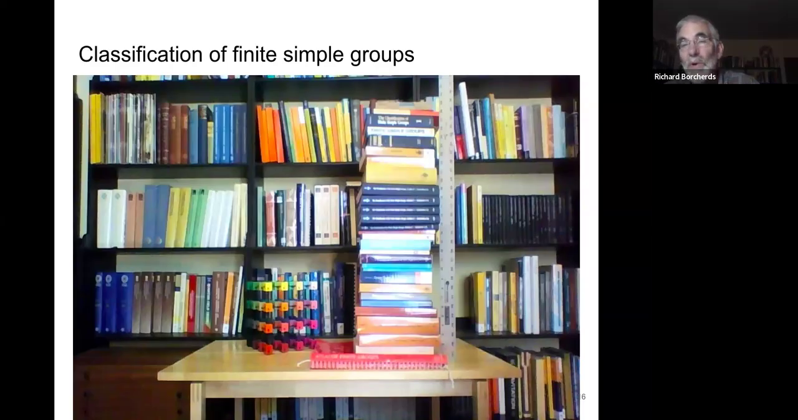You know, it's a stack of books about 1 meter high, and there are maybe half a dozen people in the world who have a reasonable idea of what's actually in this proof. There are far longer proofs that have been produced by computer, but this is the longest human written proof that has ever been produced.